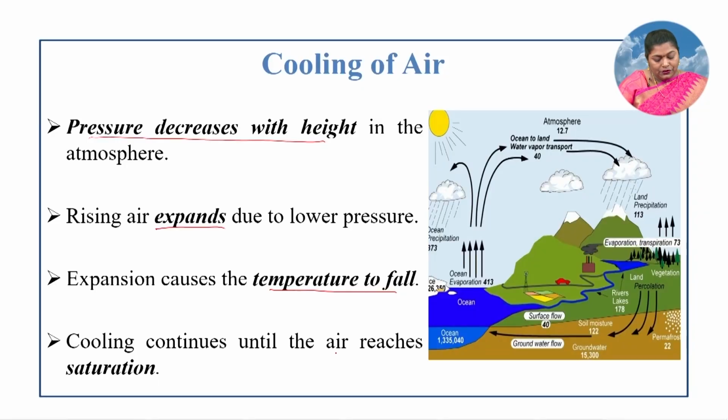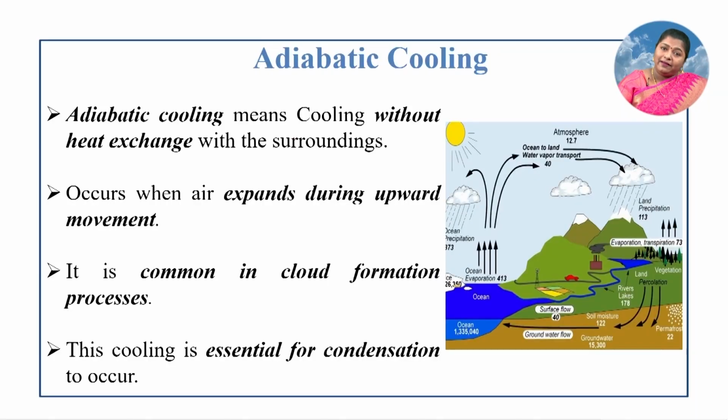The cooling continues until the air reaches saturation. Until which stage does this cooling process happen? Until it is saturated. Adiabatic cooling. What is meant by adiabatic cooling? Adiabatic is a term which constantly comes up in climatology. Adiabatic cooling means cooling without heat exchange. There is no exchange of heat between nearby surfaces or the surrounding region. But it cools. That cooling is known as adiabatic cooling.